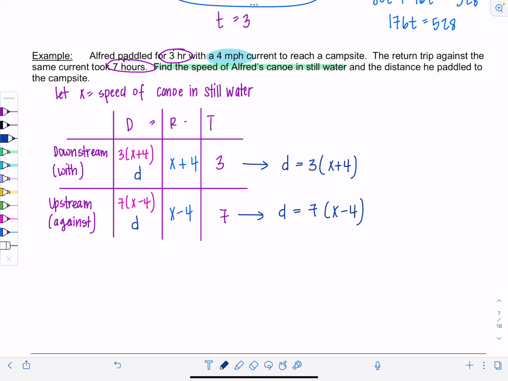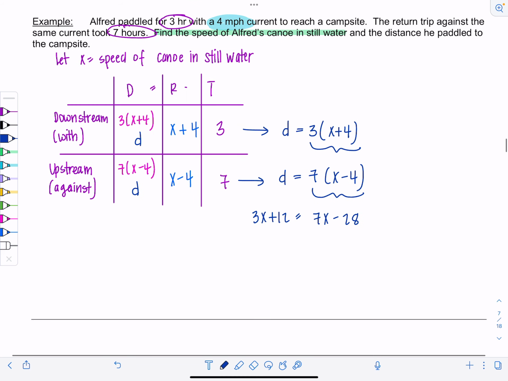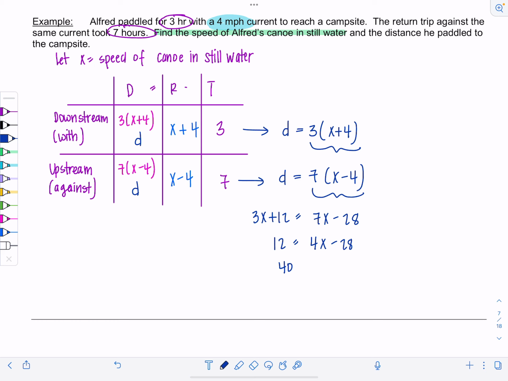And then since both of these are equal to d, then you can just set the right-hand side of the equation equal to each other. So we have 3x plus 12 equals 7x minus 28. Okay? And then just solve for x. So I'll subtract 3x from both sides. So 12 equals 4x minus 28. Add 28, so then we have 40 equals 4x, so x equals 10. So that's the speed of the canoe. So Alfred paddles, wow, 10 miles per hour in still water.